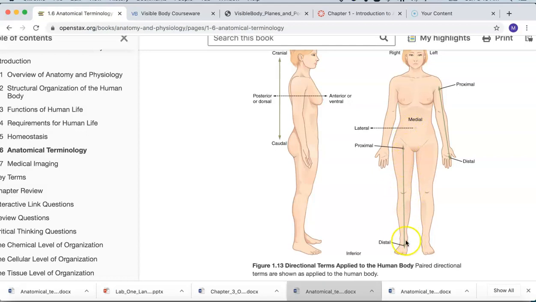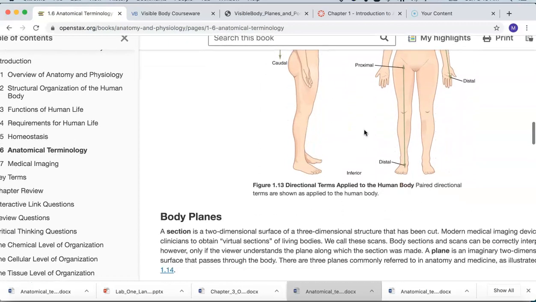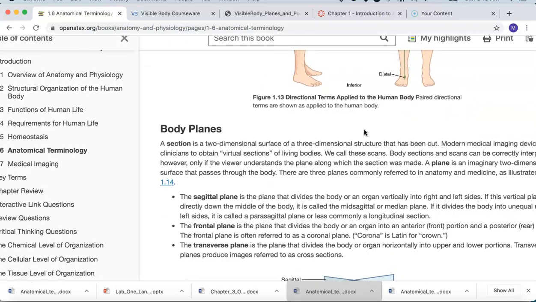So you could say this. You could say the ankle is distal to the knee. The knee is distal to the pelvis, and so on. In the arm, the fingers are distal to the shoulder. The elbow is distal to the shoulder. The elbow is proximal to the wrist or to the fingers. So proximal closest to the midline, distal farther away. So again, start to get used to these terms. These are really important terms for us to be using as we go through the class.